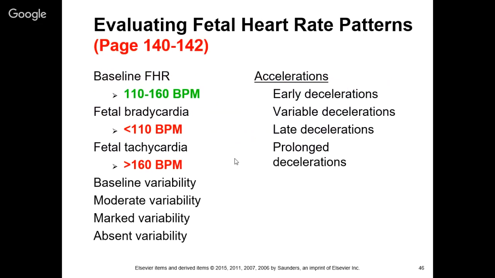So baseline fetal heart rate, normal heart rate for the fetus is 110 to 160. Bradycardia is less than 110 and tachycardia is greater than 160. So there's baseline variability: moderate variability, marked variability, and absent variability. Variability is the changes in the infant's heart rate. The heart rate isn't 140, 140, 140, 140 constant. It goes up and down a little bit depending on what's going on with the uterus and labor. And there should be a little bit of change or variability. That's what you want to see.